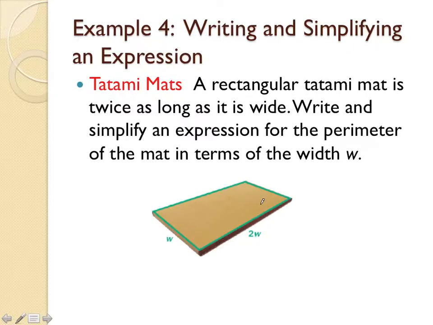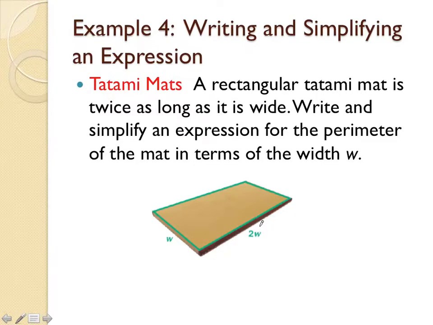So we have a rectangular mat that is twice as long as it is wide. Write and simplify an expression for the perimeter of the mat in terms of W, the width. All right, so here's our drawing. Remember, it's always best to do a drawing when you have word problems. It really helps. We're going to call our width W, and our length, it tells us, is twice as long as the width. So we say 2 times W, or 2W.